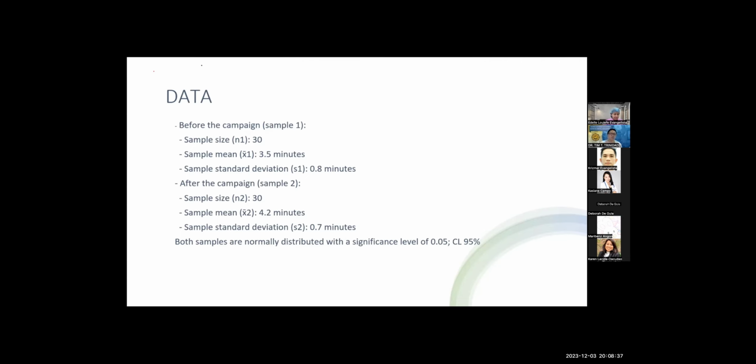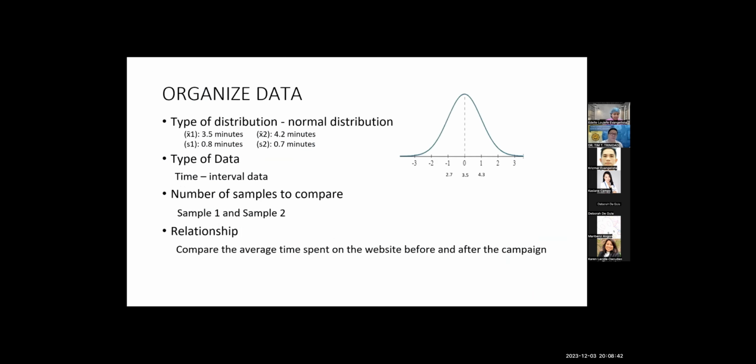There are steps that we follow to know what statistical test we need to use. First is to organize the data, in which we need to know the type of the distribution. In our data, the mean and the standard deviation are given, so it falls on the normal distribution. Next is the type of data. We are given time, which is interval data. We are given 2 samples, to compare the average time spent on the website before and after the campaign.